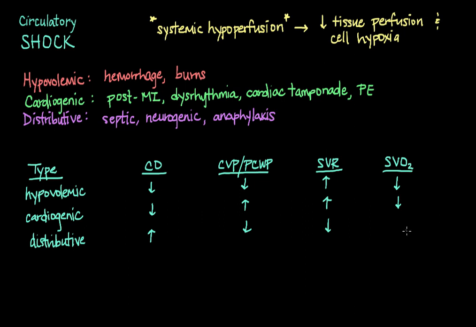And then in distributive shock, there is actually an increase in the venous oxygen saturation. And that is due to a problem with the tissues actually being able to extract the oxygen from the blood itself. And so if tissues are having a problem with extracting the oxygen, then there will be increased or leftover oxygen in the venous blood.